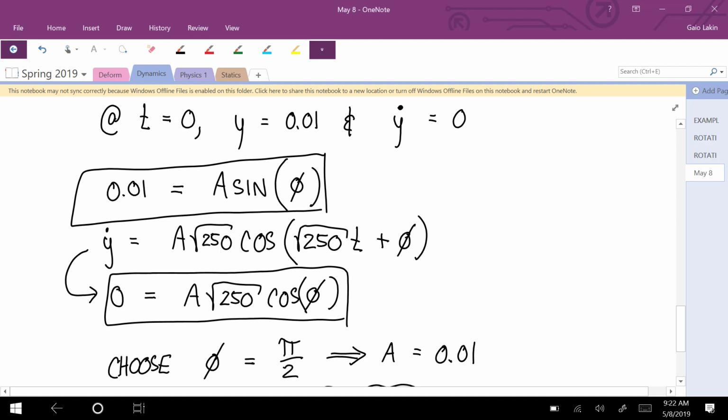And by the way, I could have chosen phi equal to 3 pi over 2. And then when you plug that back in here, you would have had sine of 3 pi over 2, which is negative 1. And then you would have gotten an A that was equal to negative 0.01. So your solution would have been y is equal to negative 0.01 times sine of square root of 250t plus 3 pi over 2. It's a different solution, but it looks the same. The graph is the same and everything, so that's fine.